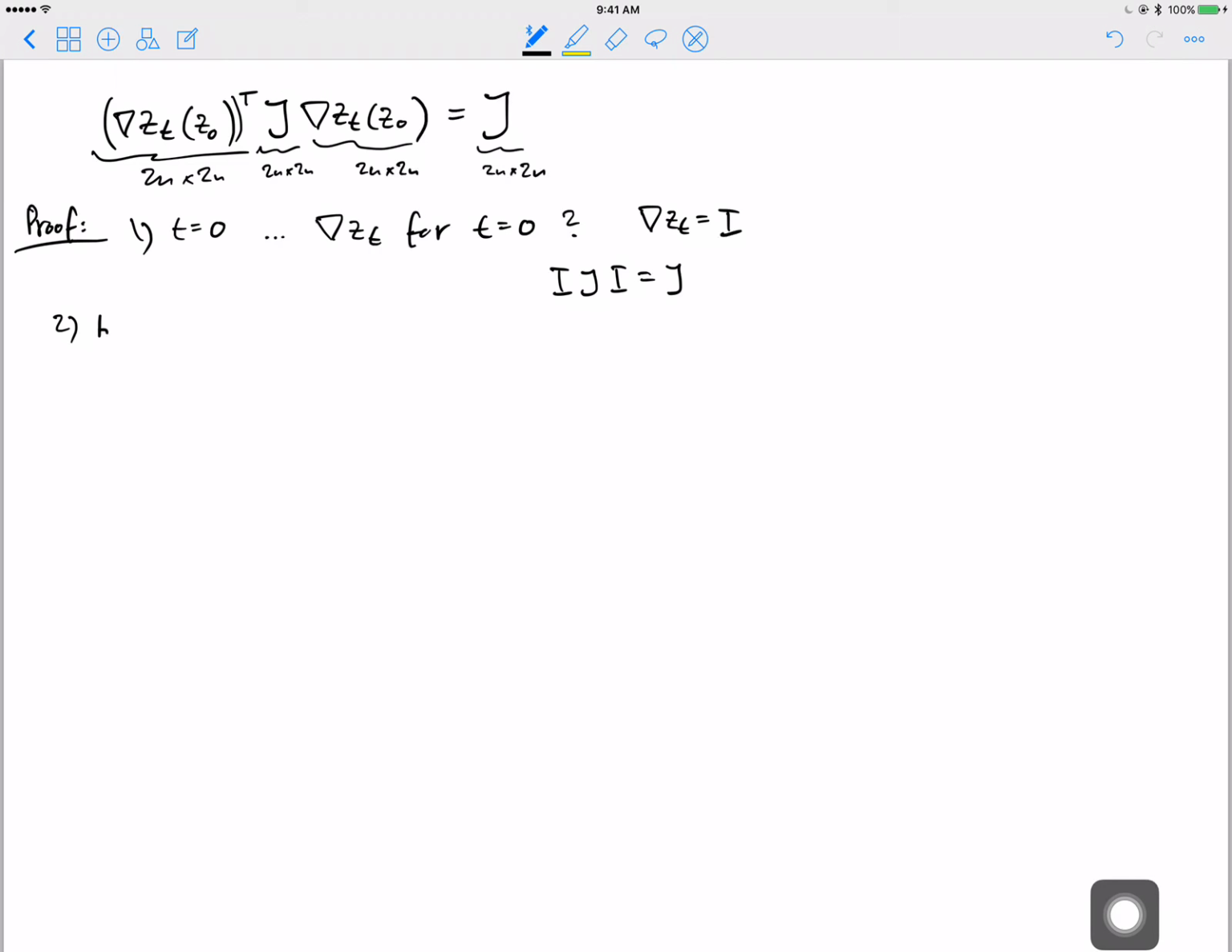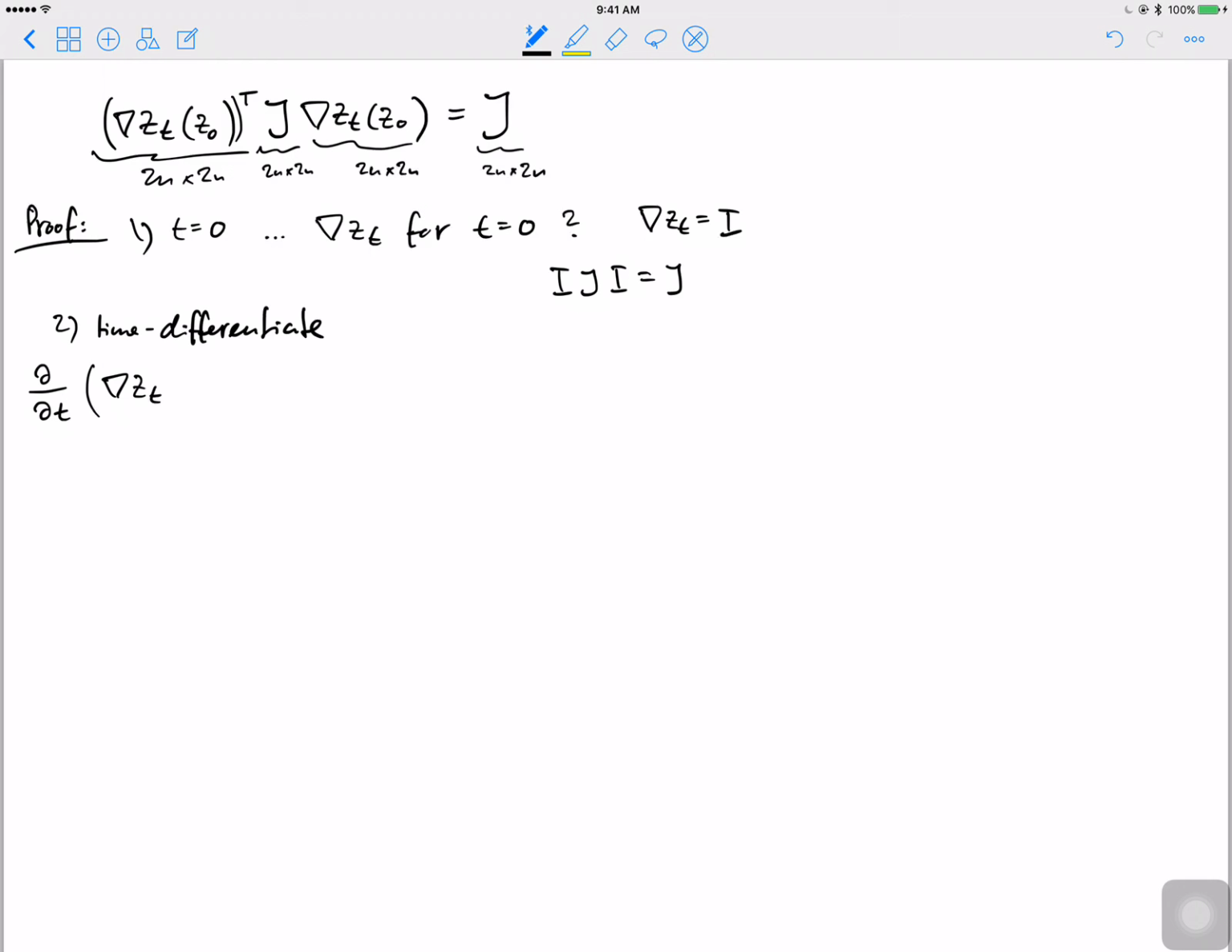What we're gonna do, we're gonna time differentiate, okay? We are gonna time differentiate this expression on the left, and if we can show that this derivative will be 0, then it means it doesn't change. That means that it stays this J, and we will be done, okay? We will have proven this matrix equality, the symplecticity. So let's do that. It's a kind of fun thing to do. It's another calculus exercise. So we time differentiate this expression.